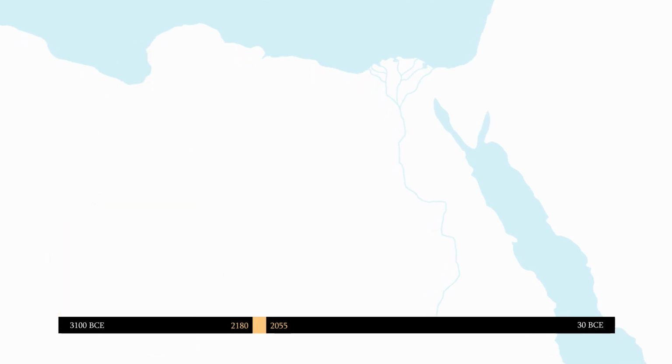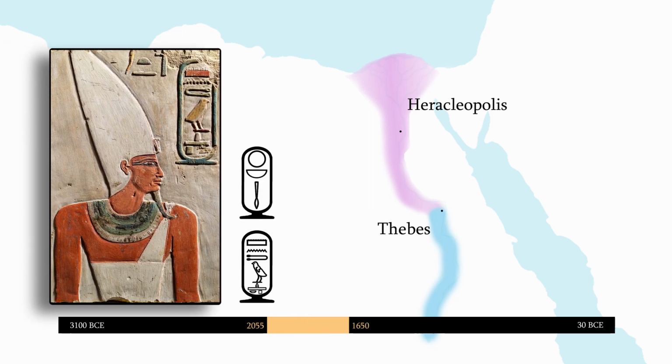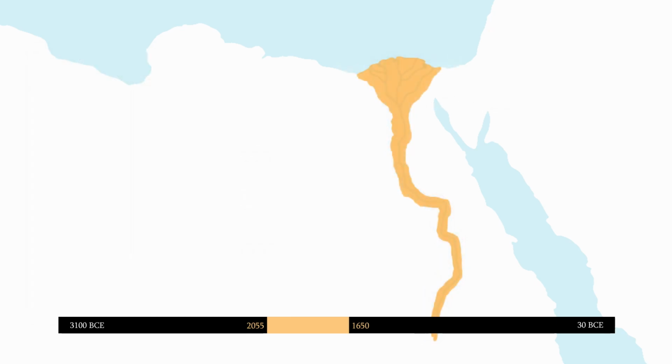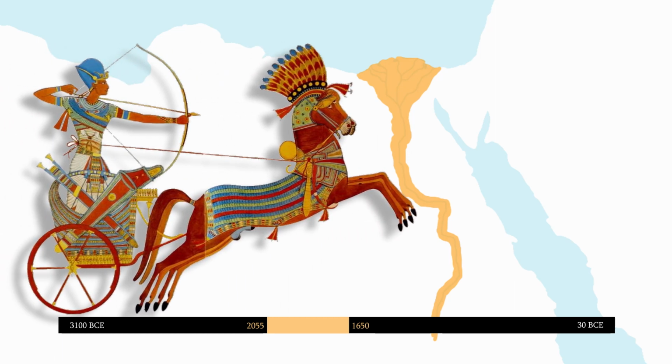The country split once again between 2 centers of power, Heracleopolis in Lower Egypt and Thebes in Upper Egypt. Order would be restored by the Theban ruler Nebhepet-Ra-Montuhotep II, who reunited the kingdoms after conquering the north. This marks the beginning of the prosperous Middle Kingdom period, and all of this happened at a time before the horse had even been domesticated.